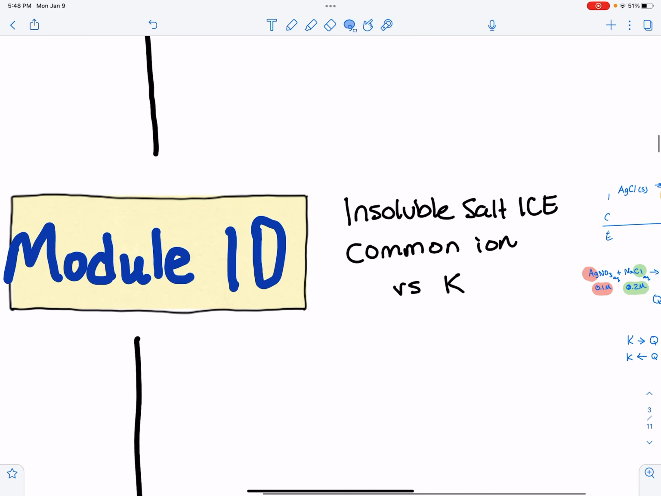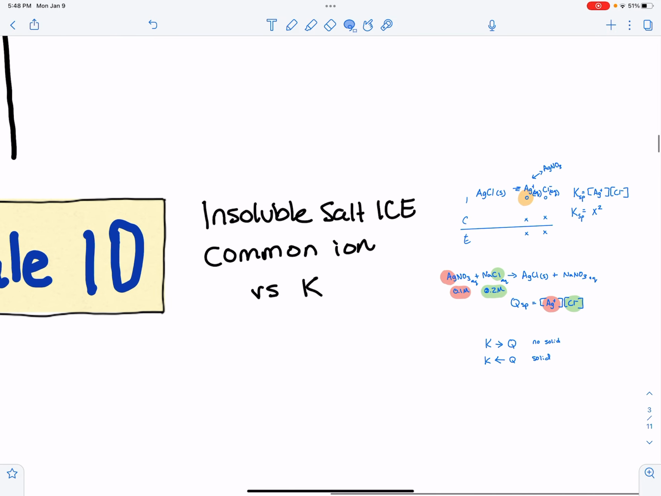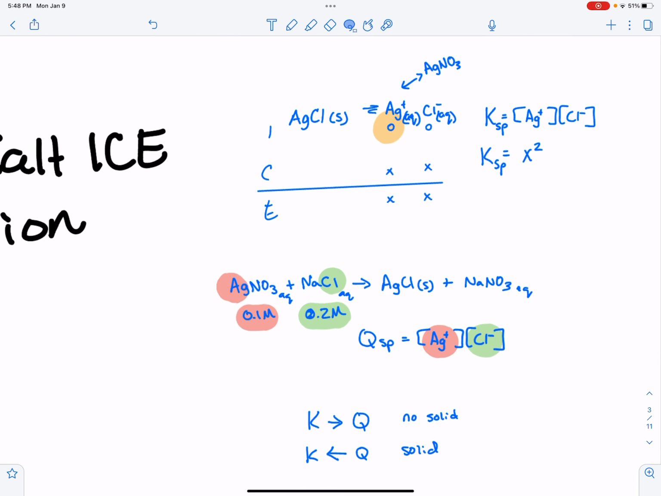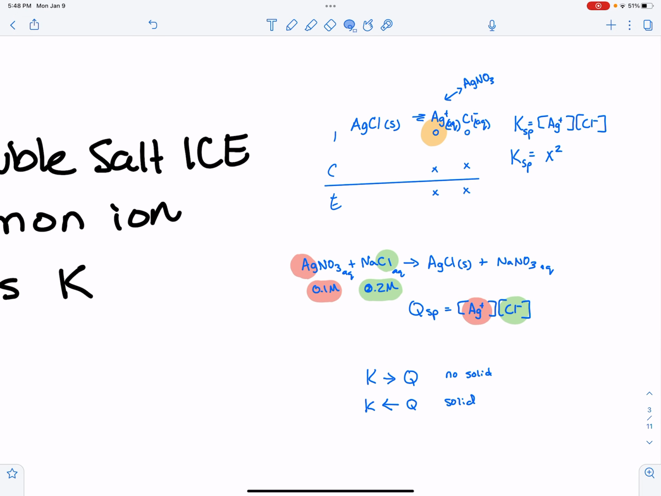And then finally, we are moving into insoluble salts. And this is the last time that you're going to be dealing with ice charts. So we go back to ice charts. The great thing about insoluble salts is that the math is usually a lot easier because you don't include solids. And so this whole section is blank, which is great. These both start at 0, and so you just end up plugging in x squared, because this is x and this is x. And then you either just take the square root of this, or if you know x, you can just square it and you get the Ksp.